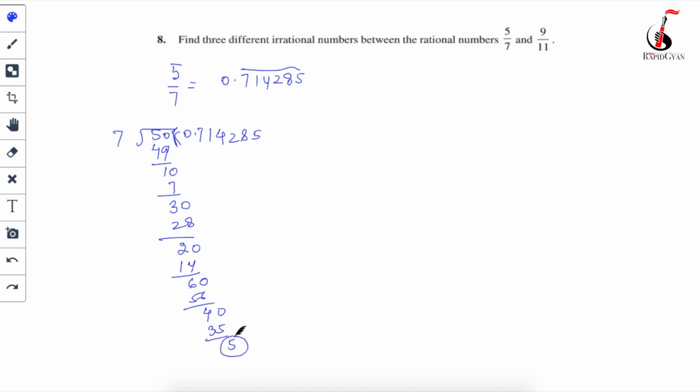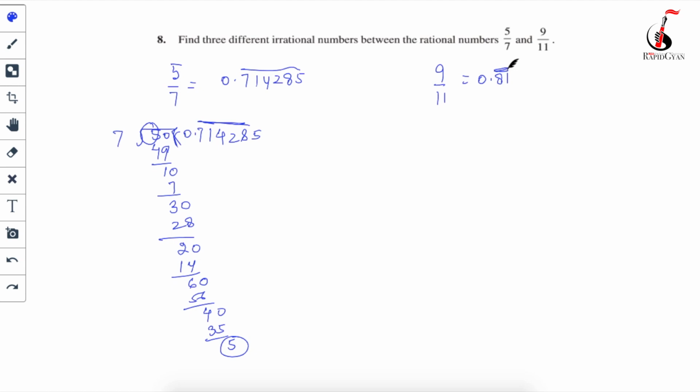So now my remainder is 5, and this is what my question had, 5. So I will stop it. So this is 0.714285. Similarly, if you are going to find the value of 9 upon 11, the value of 9 by 11 is 0.81, and after that it will start repeating.